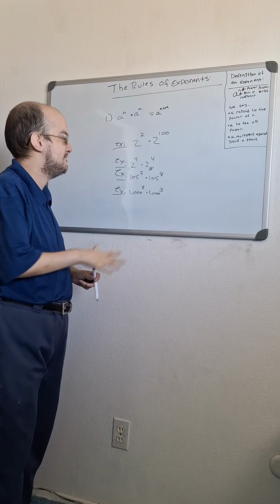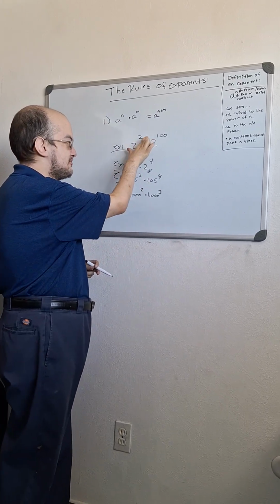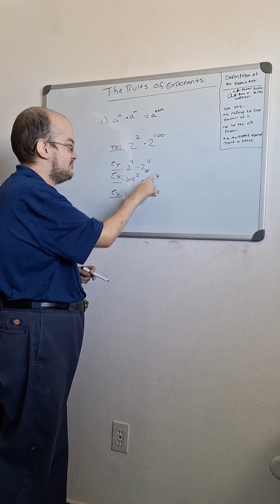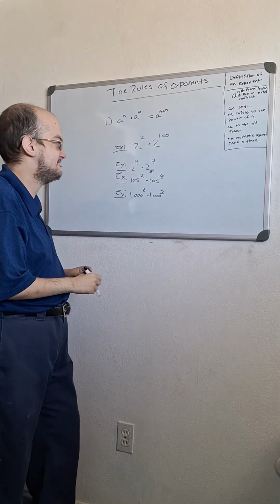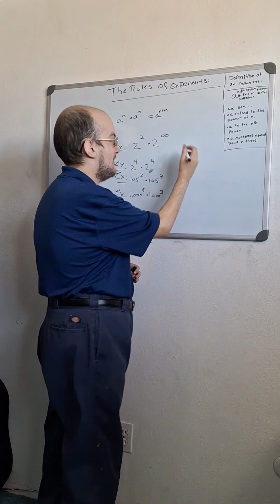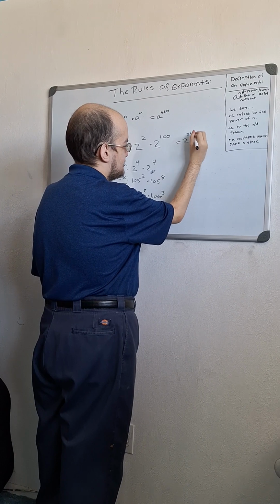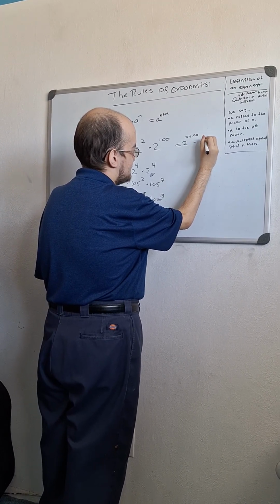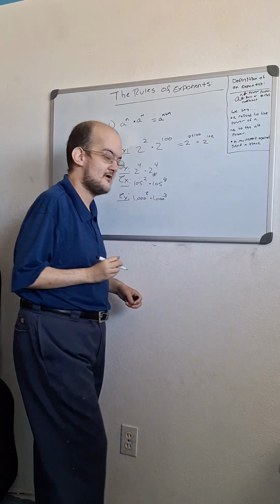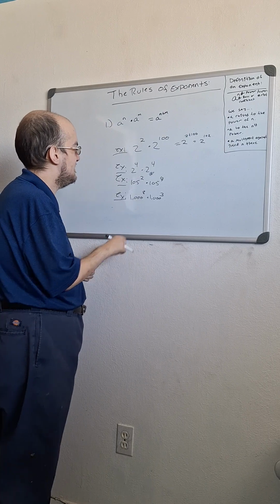Alright, so let's go kind of 9 by 9 here. So we have 2 squared, or 2 raised to the power of 2, times 2 to the 100th power, or 2 raised to the power of 100. So we're going to do 2 raised to the power of 2 plus 100, which is going to give us a new exponent of 2 raised to the 102nd power, or to the power of 102.